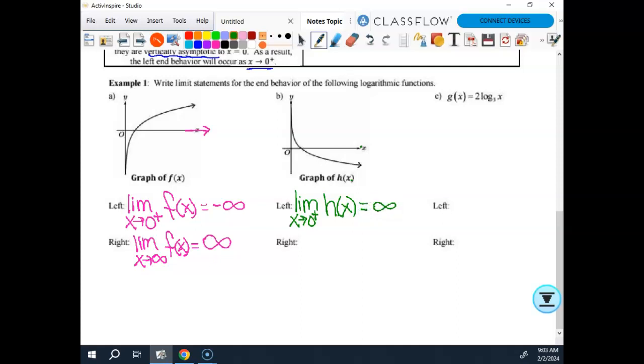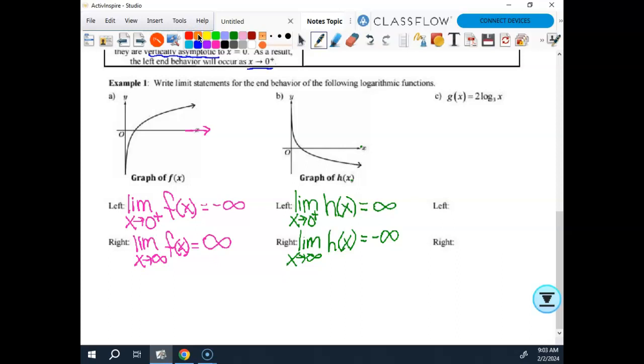Infinity. Good. And then my right-hand end behavior, the limit as x approaches infinity of h of x is equal to what? Negative infinity. Everybody okay with that?